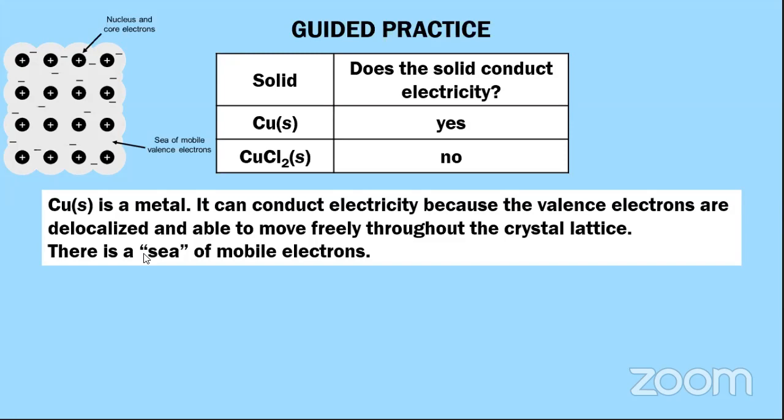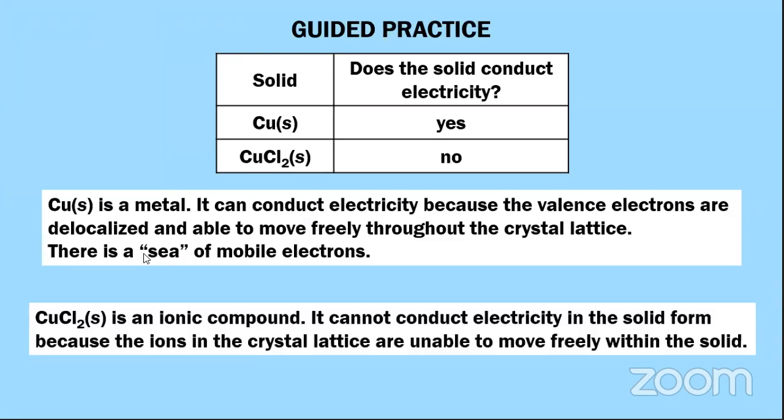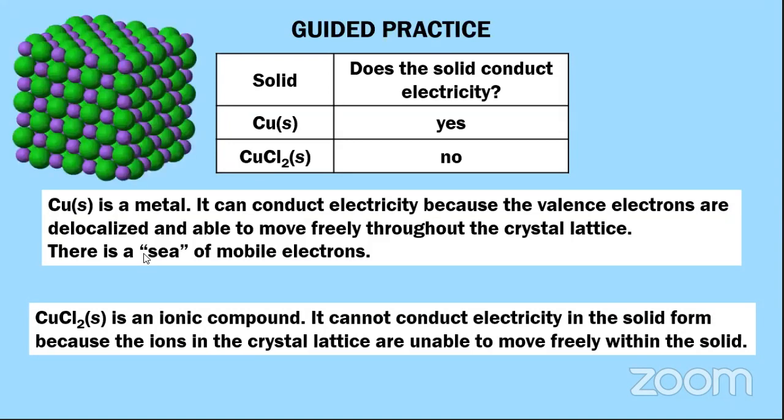Now for copper chloride, something is not able to move around. It's not exactly the electrons that are locked in place, but rather the ions, the charges that are the copper ions and the chloride ions. So copper chloride being an ionic compound, in the solid form, the ions in the crystal lattice are unable to move freely within the solid. Again, be specific and talk about what particles are moving or not able to move.